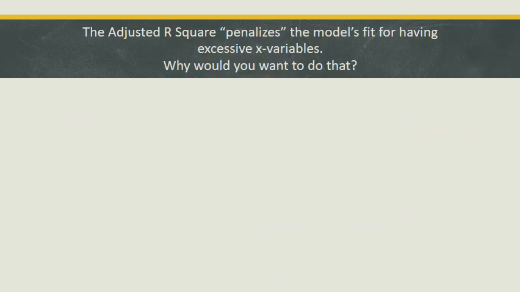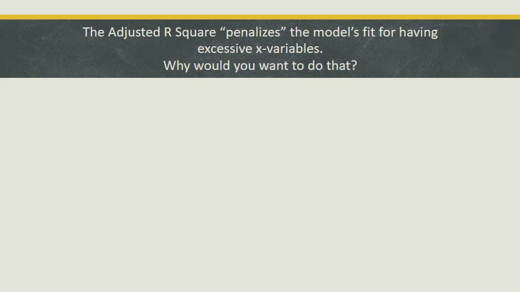The reason we calculate adjusted R squared is to penalize models that have excessive X variables. The definition of excessive is a bit subjective, and it depends on sample size too. For example, our hotel data has a sample size of 100 and 6 variables. That would generally not be considered excessive, and the adjusted R squared is only slightly lower than the R squared.